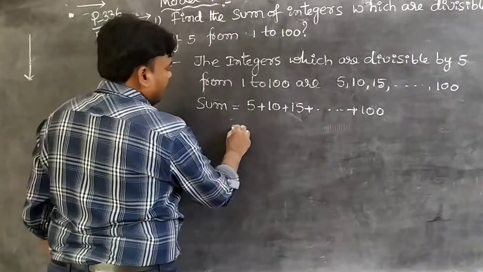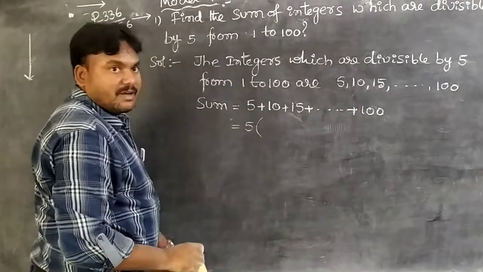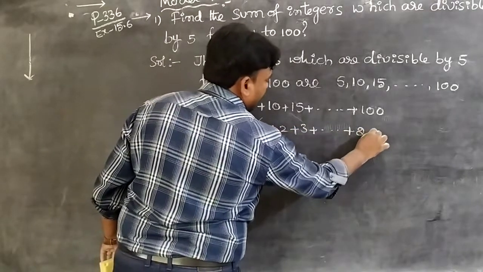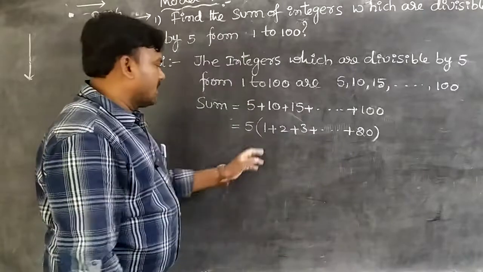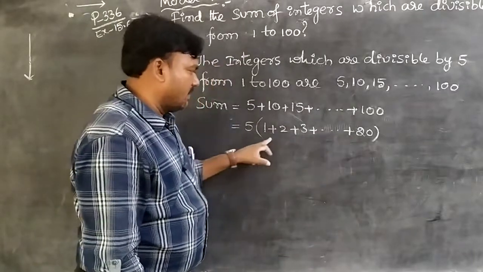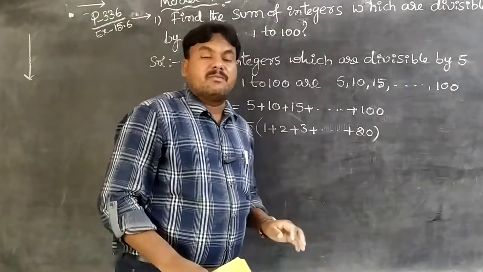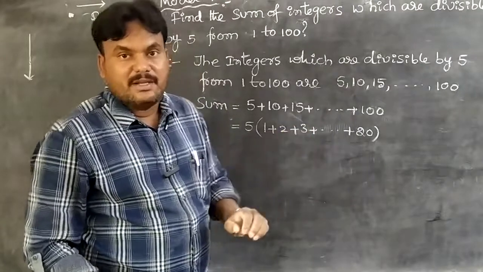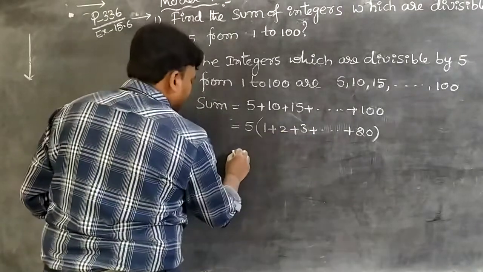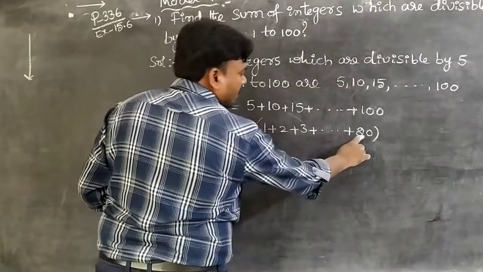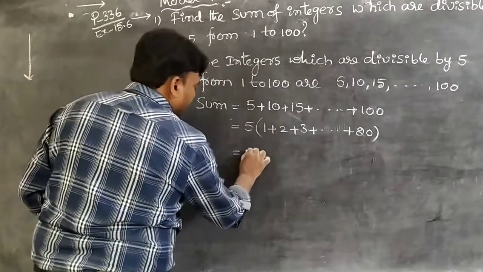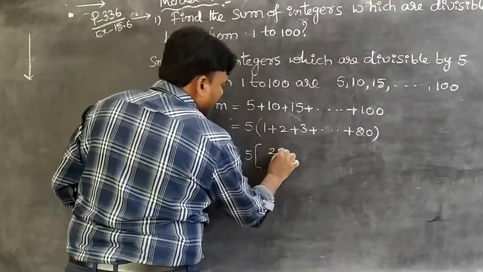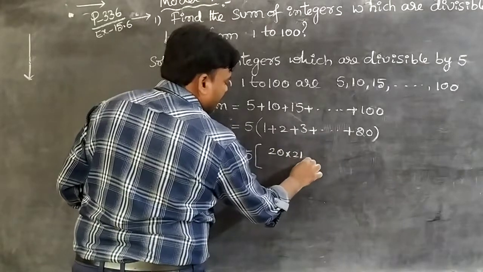Then in all the numbers, 5 is a common factor. That is 5 into 1, 2, 3 and so on, finally 20. So here observe, students, this is the sum of the first 20 natural numbers. What about the formula for the sum of the first n natural numbers? Yes, that is n(n plus 1)/2. So by using that formula, how many numbers are there? 20 numbers. So 5 into, applying this formula n(n plus 1), that means 20 into 20 plus 1, it becomes 21, divided by 2.